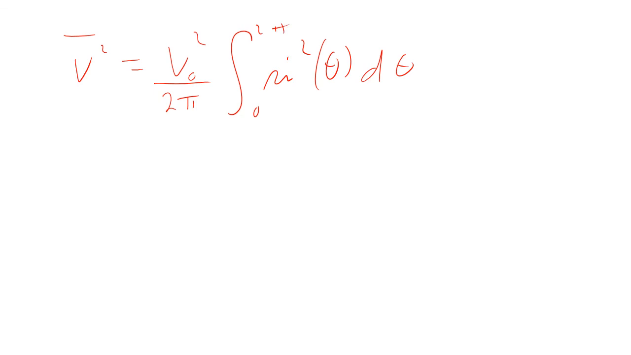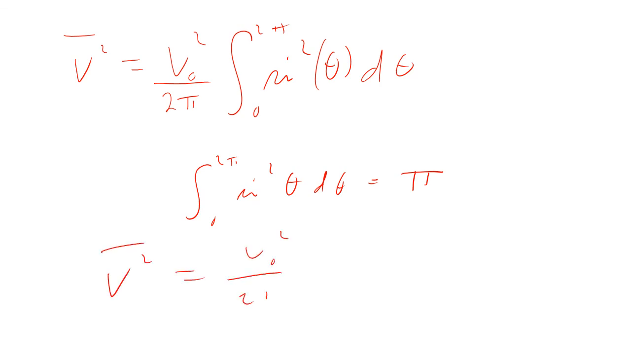Well, here's the interesting thing. If you actually do that integral, the integral from 0 to 2 pi of sine squared theta d theta turns out to be pi. So average of v squared equals v naught squared over 2 pi times pi. So the pi's go away, and so that means that this is going to be 1/2 v naught squared.